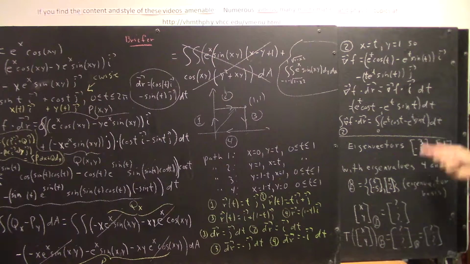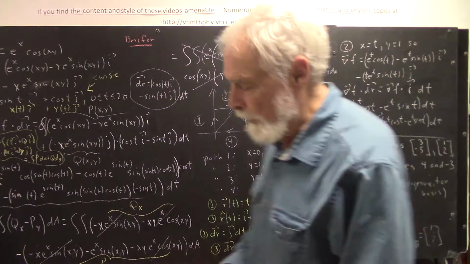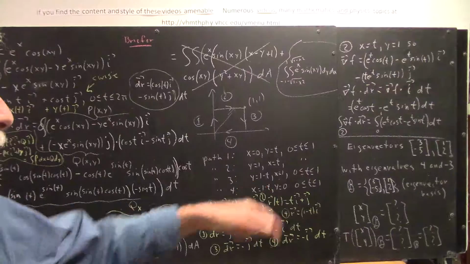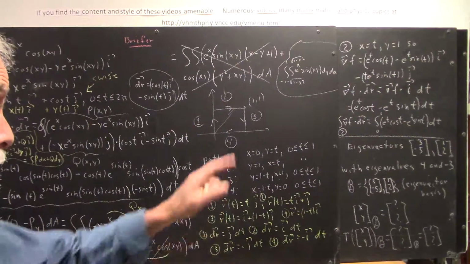Now you have stuff about eigenvectors and so forth. Ignore that. I was running short on board space, so I had to use a little bit of board space that was left over on this board, but that's pretty much it.